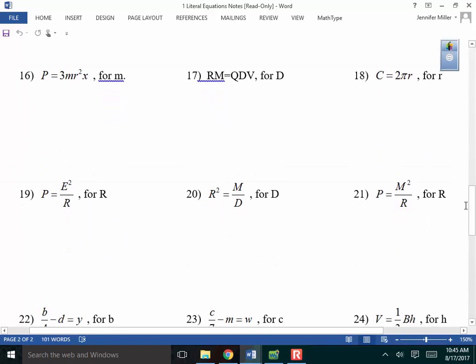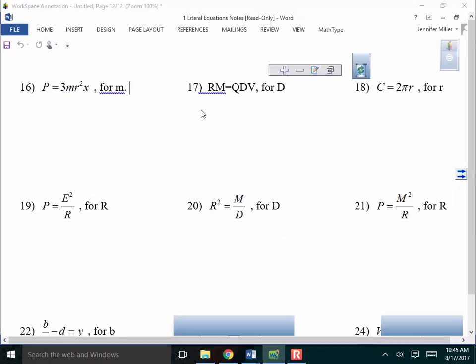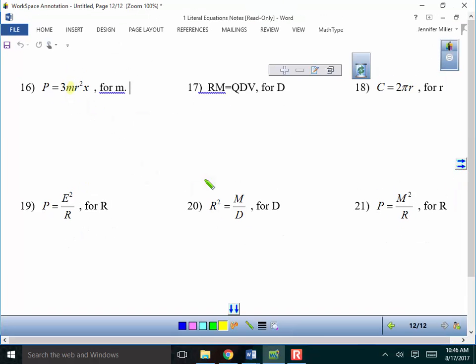So look at 16. On 16, this says P is equal to 3 times M times R squared times X. And we are looking for M. Now, what do I need to get rid of, Jalen? If we just want m, then we need to get rid of what? The 3, excuse me, Jalen. The 3 and what else? And, very good, Jalen. The 3, the r squared, and the x. So how could we do that?